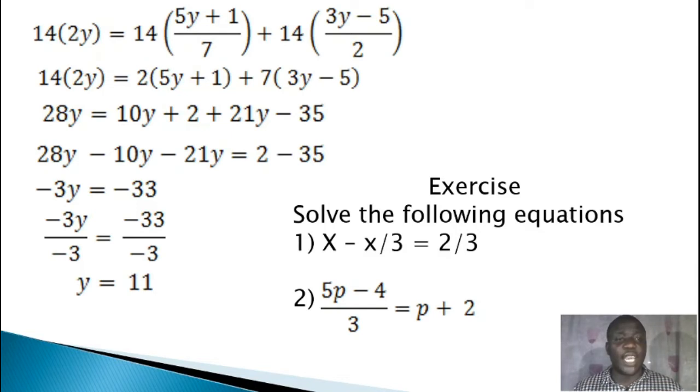So 28y minus 10y gives us 18y. If you subtract 21y again from 18y, you have negative 3y. Then 2 minus 35 gives you minus 33. So divide both sides by the coefficient of y. What is the coefficient of y here? It is minus 3. When you divide both sides by minus 3, you will have y equal to 11.